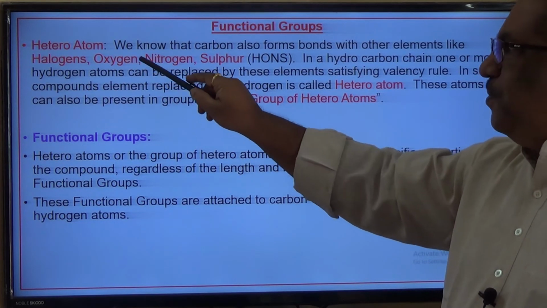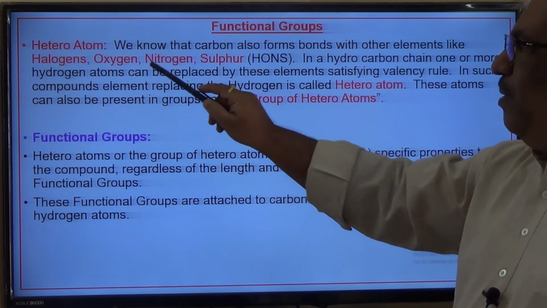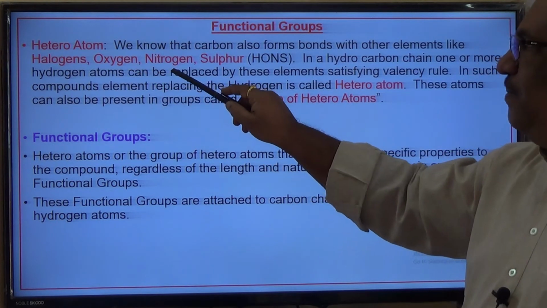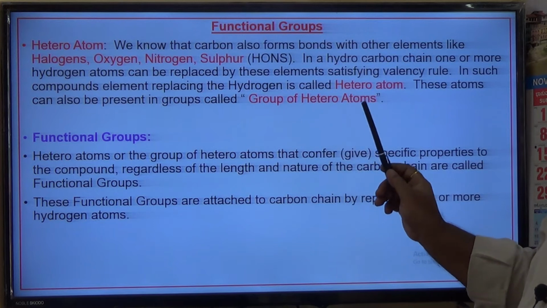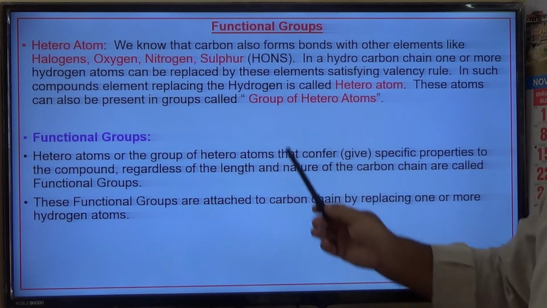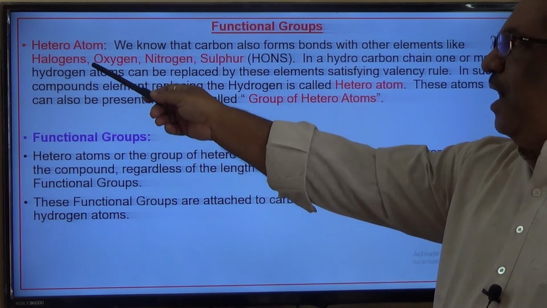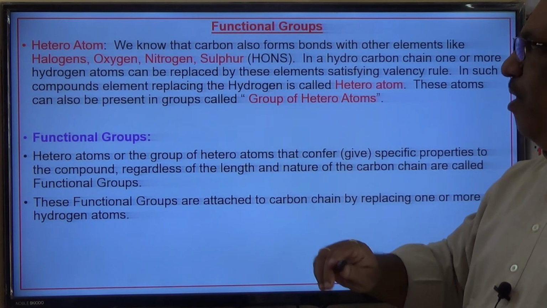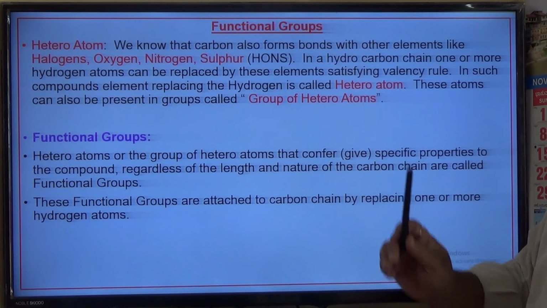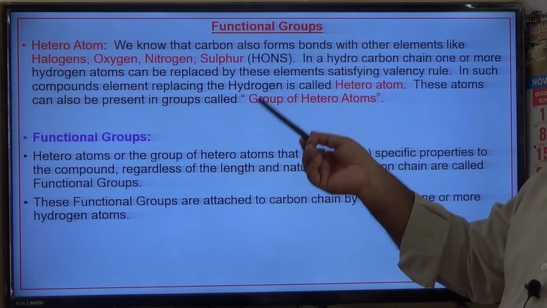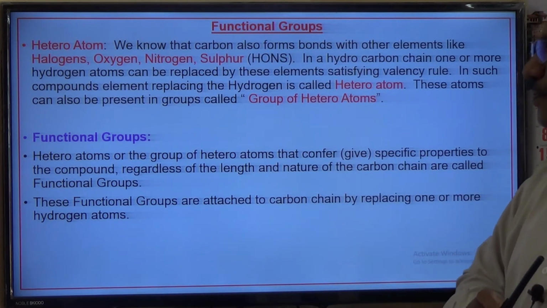And if such groups are attached, or if the carbon bonds with a group of these atoms, then we say group of heteroatoms. So in simple terms, other than the hydrogen, the atoms to which carbon can form a bond, those atoms are called heteroatoms. I hope this definition is very clear. So you can note down from this paragraph also.